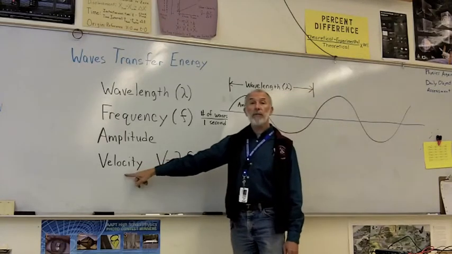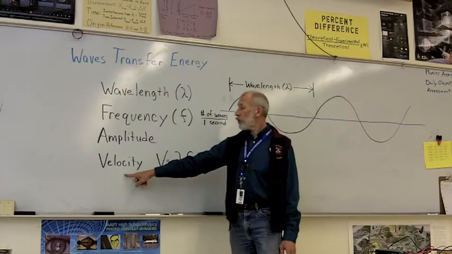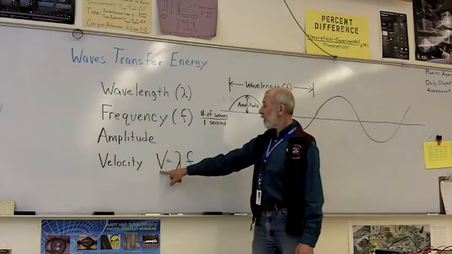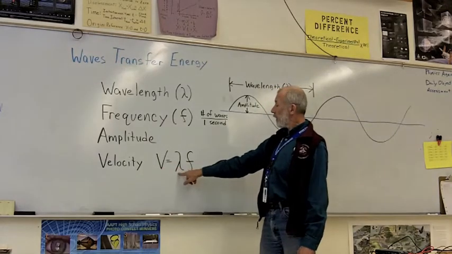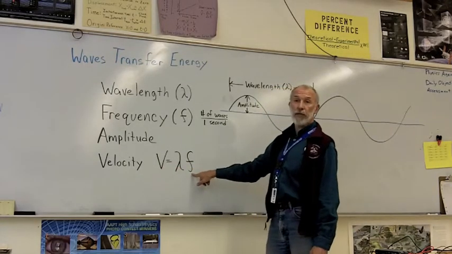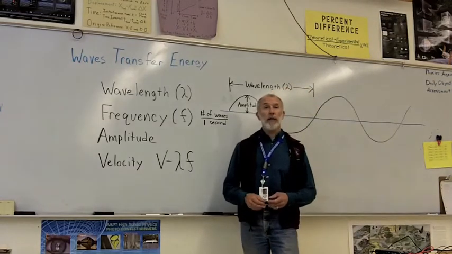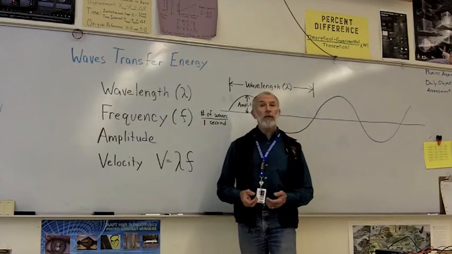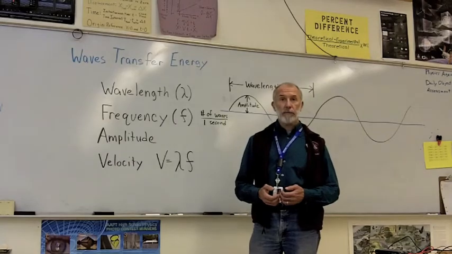And our last term is velocity, the speed that the wave actually travels at. If we use a capital V for velocity, the equation becomes velocity equals the wavelength times the frequency. And these apply to all waves, and we can use them as we look at music, we can use them as we look at astronomy, we can use them as we look at anything that has to do with waves.